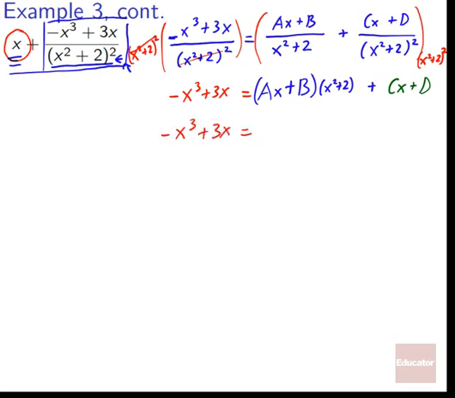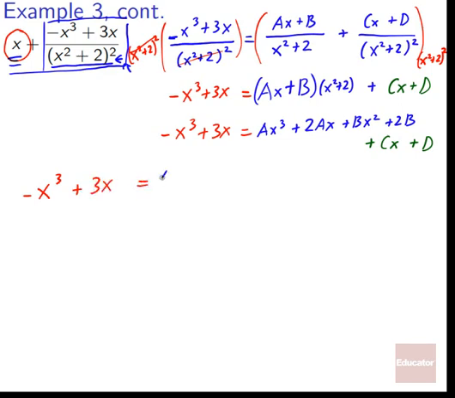3x equals ax times x squared becomes ax cubed. Ax plus 2 becomes 2ax. Bx squared plus 2b. And we'll also bring along plus cx plus d. At this point, we can set things up so we can see it a little more clearly by putting everything together in a single form.